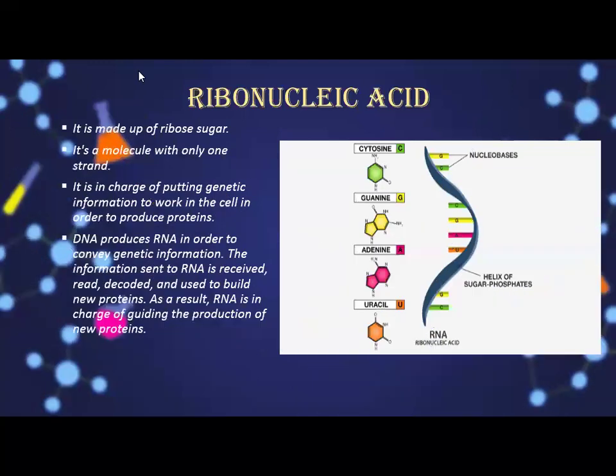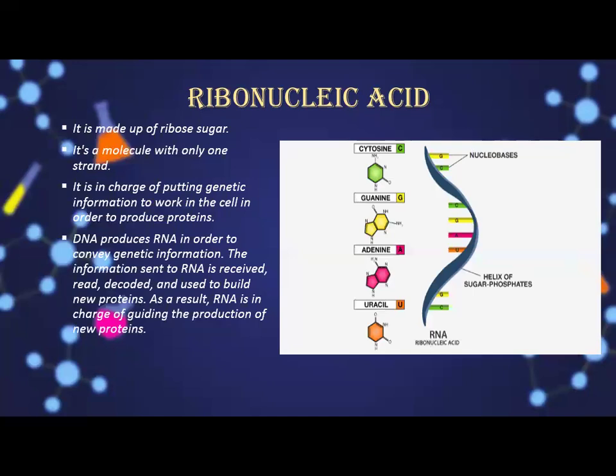Now the second nucleic acid is ribonucleic acid. The short form is RNA. It is made up of ribose sugar. The DNA is made up of deoxyribose sugar, but this is made up of ribose sugar. It's a molecule with only one strand. Yes, in DNA we have a double strand, but in this we have a single strand.